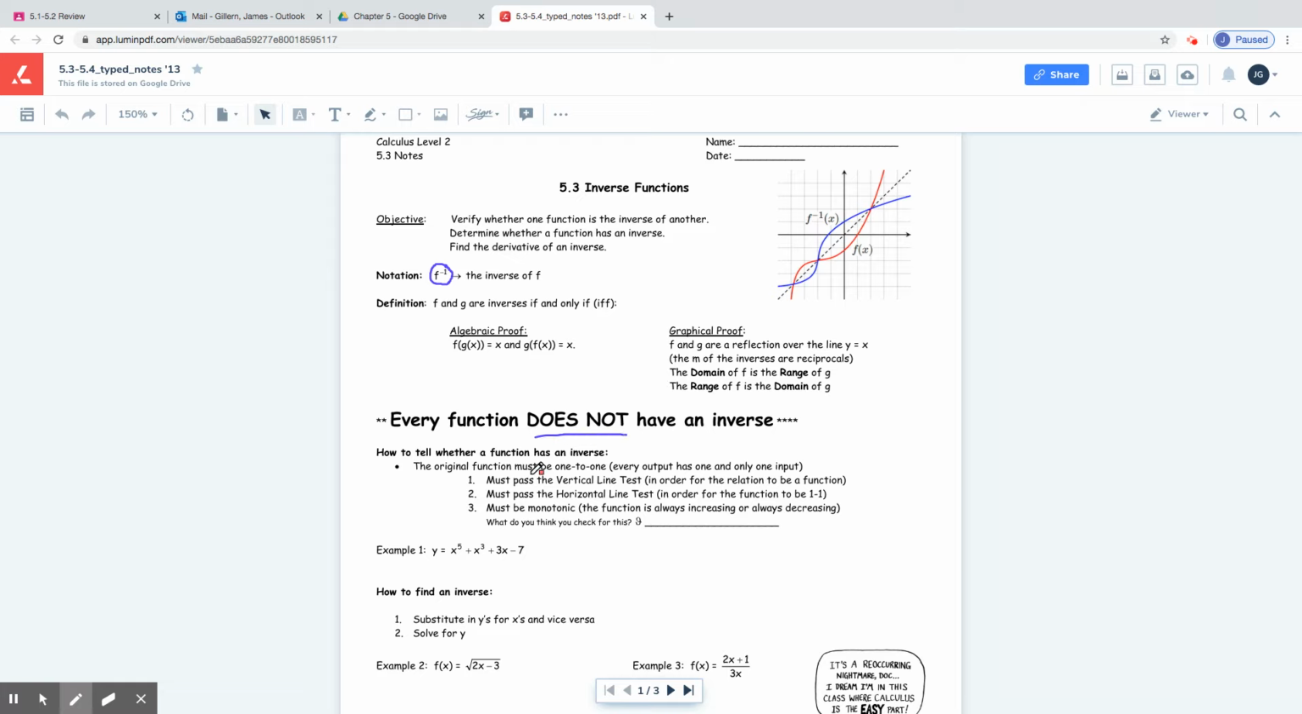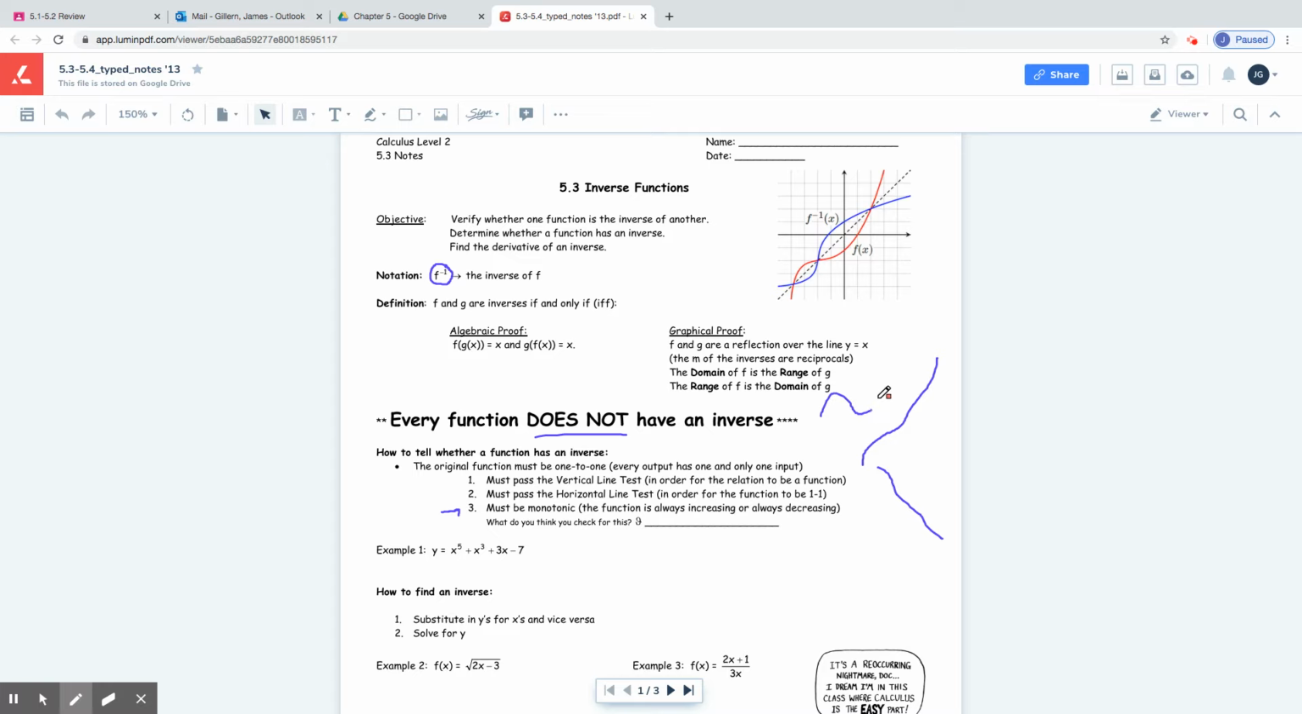The way to tell whether a function has an inverse is that it has to pass the vertical line test and the horizontal line test. You guys have seen that before. What you might not have seen before is this: it must be monotonic, which means the function is either always increasing, so something has to be always going up, or always decreasing.